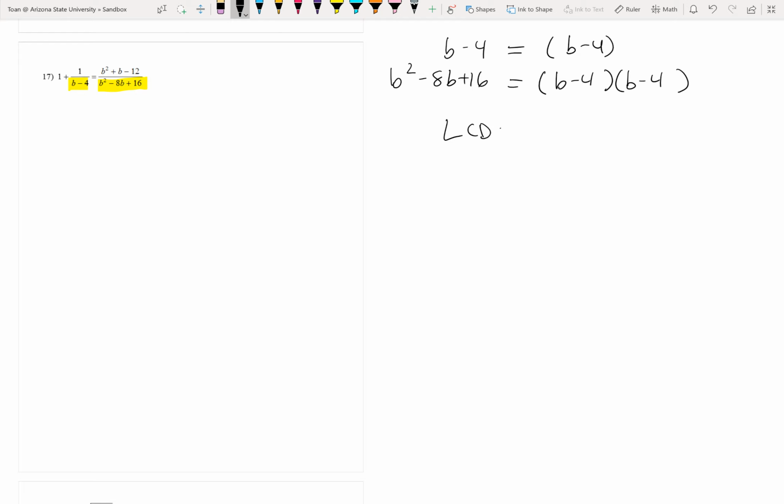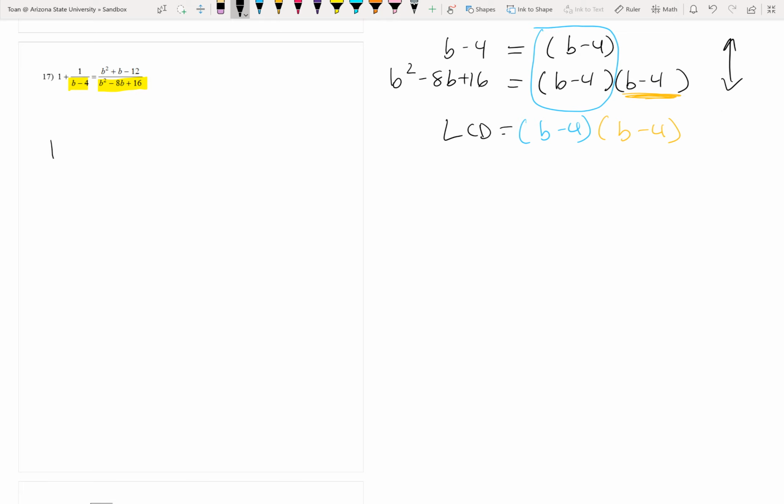So the LCD equals, again, you have to look vertically. Do not look horizontally. That's bad. Look vertically. Do they have anything in common? They have a single b minus 4 in common. And then this guy is all by himself, so you've got to put him down. So that's the LCD. I'm going to suggest to everyone to take the extra step. Not everyone does it, but I suggest you do it.